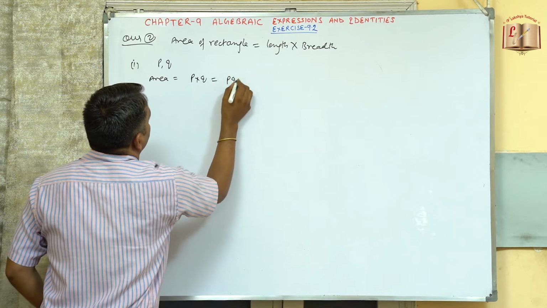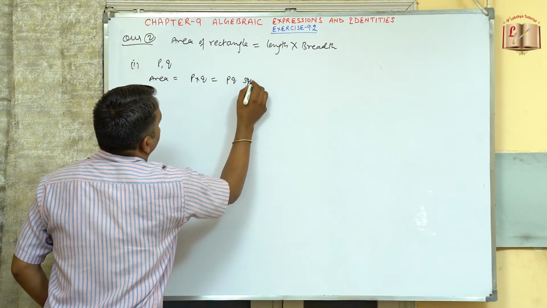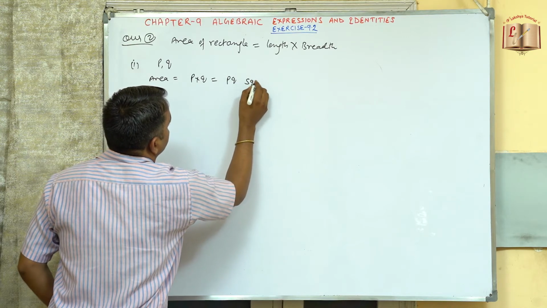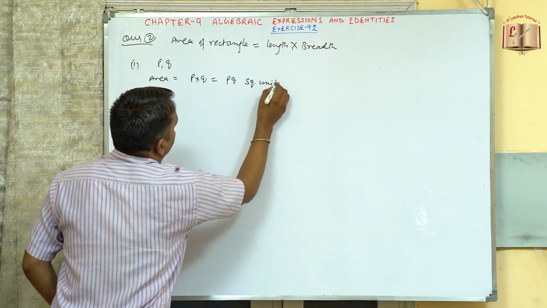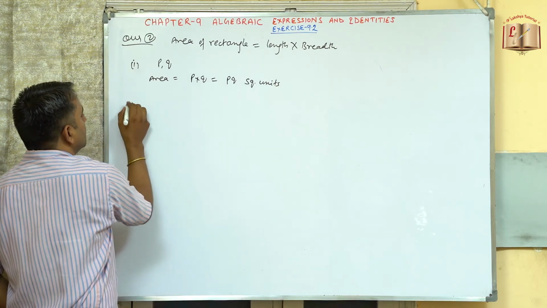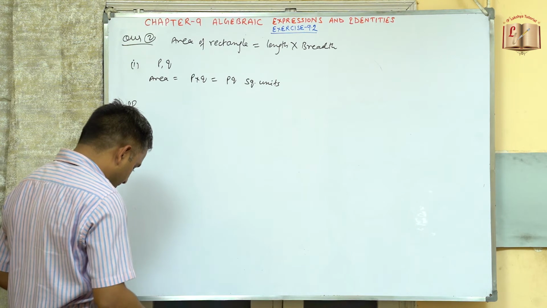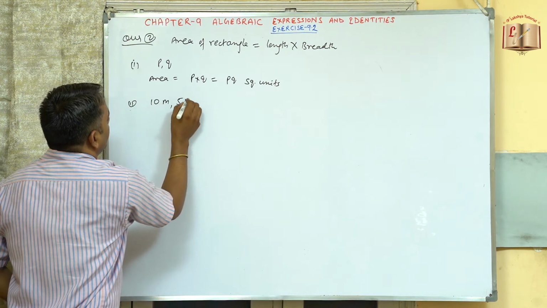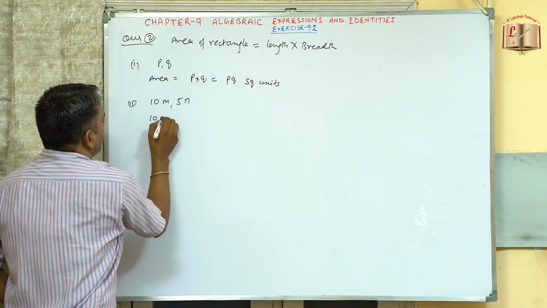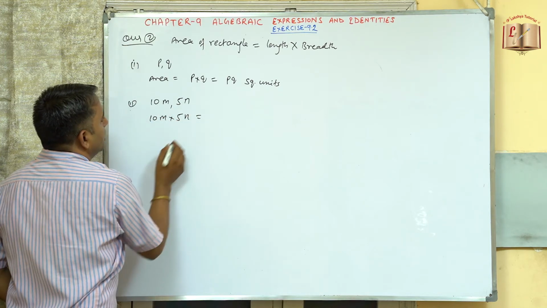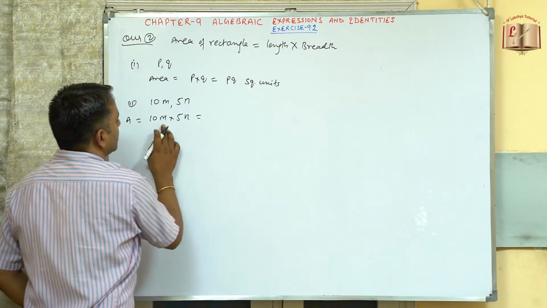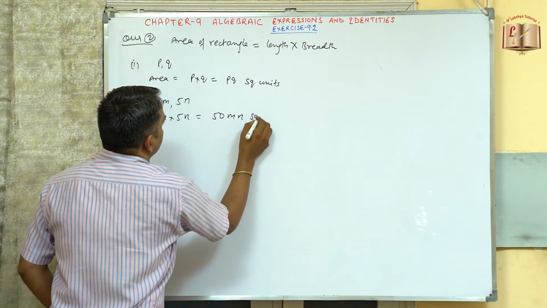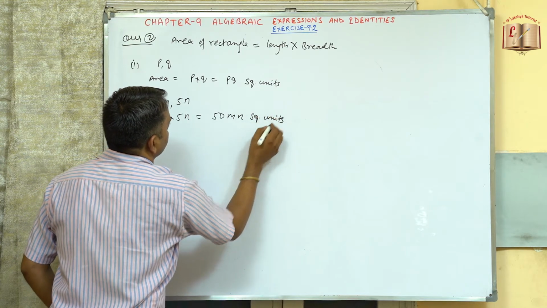So this will be now PQ square. We can write it as square units because this is area. So unit has to be there. So square units. Second one is 10m and 5n. So this will be now 10m into 5n area. So A equals length into breadth. So this will be now 50 mn square units.